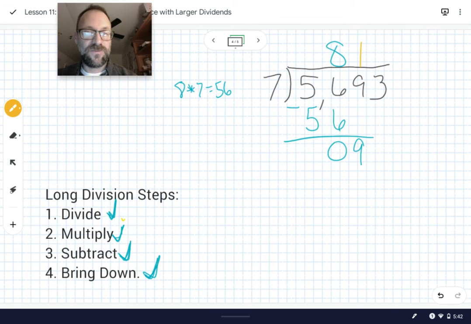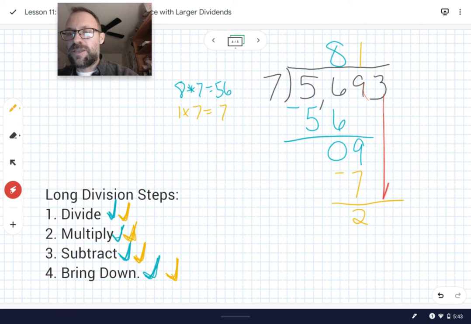So let's do that. That's our second division step. Now we will do the second multiplication step and multiply 1 group of 7 times 7, and that equals 7. So there's our multiplication step. We'll write that under the 9. And now we're on to our subtraction step. Let's subtract 9 minus 7. That's 2. We've done our second subtraction step. And now we have to bring down. For the second time, let's bring down this last digit here, 3, into our remainder. And we have 23. And we go back to the top of our steps.